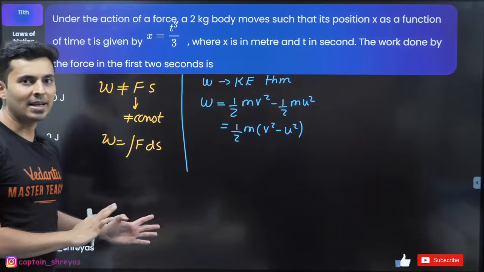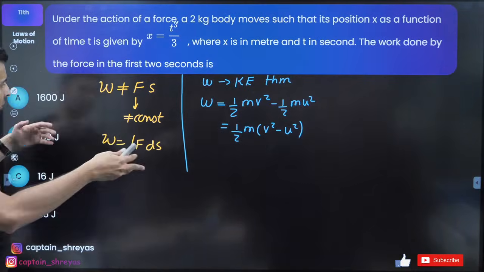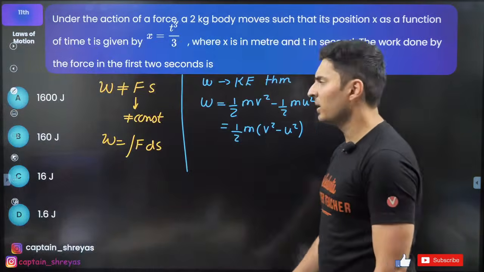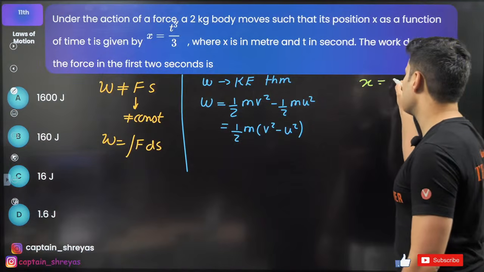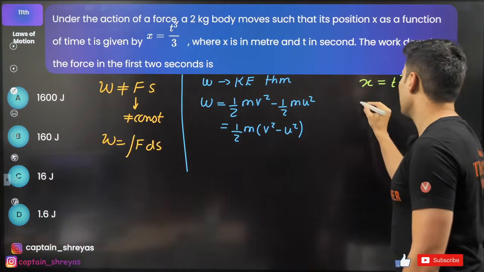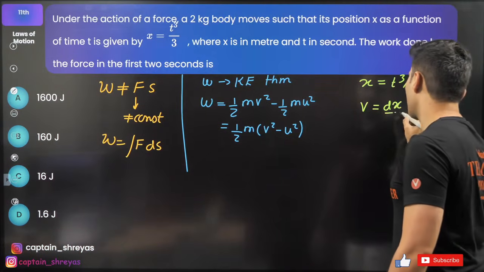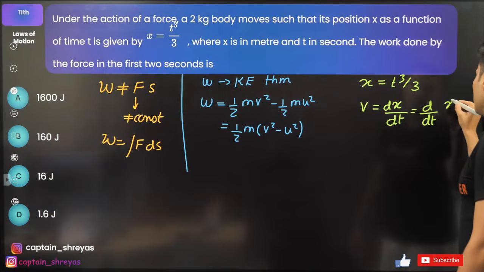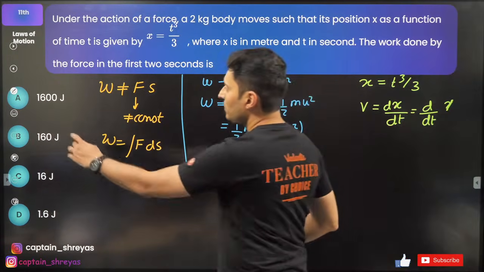Okay, we need to find something. You can't say, sir, I don't know this, I don't know that. You have to find something. Since position is given, I think you can find velocity. X is t cube by 3. V is dx by dt. So it will be the derivative of t cube. Oops. One sec.